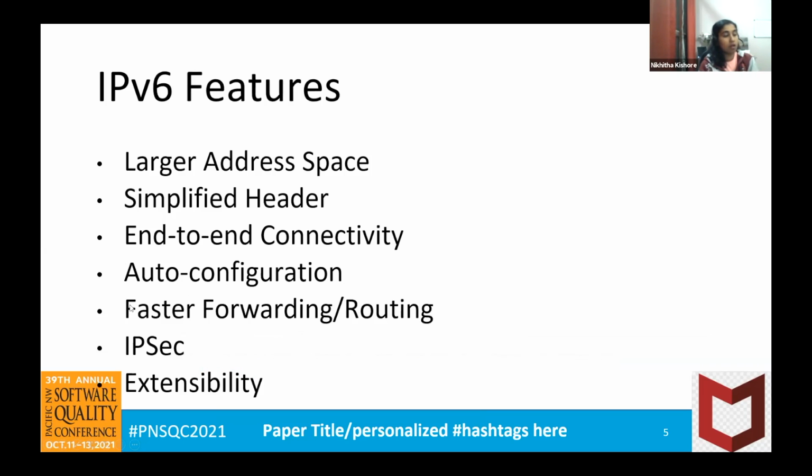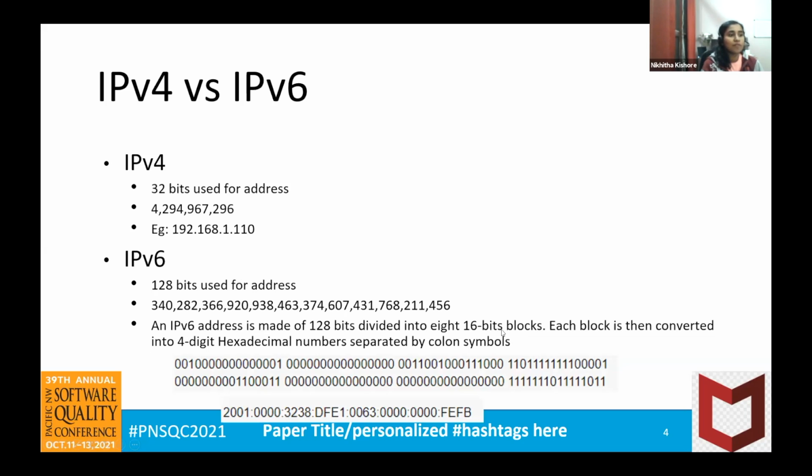So this is how an actual IPv6 address looks like. Each of the blocks, we convert it into a 4-digit hexadecimal number, which is then separated by colon symbols. So it looks very complex. An IPv6 address actually looks very complex.